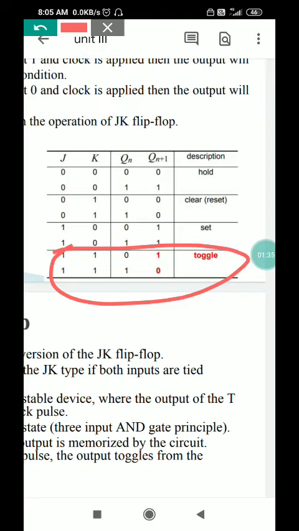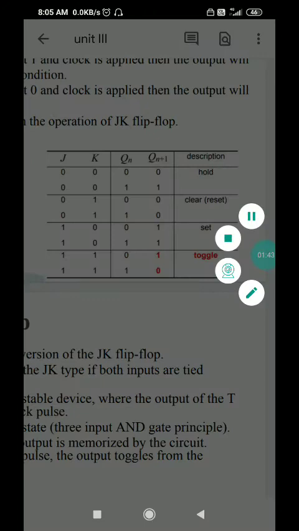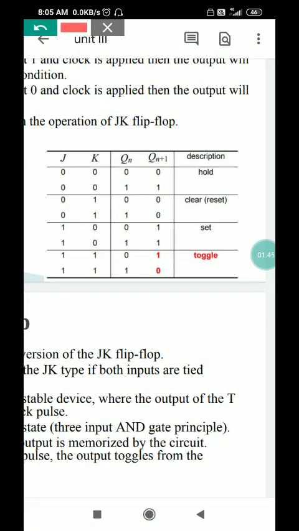If previous output was 0, it will become 1. If previous output was 1, it will become 0. Rest of the truth table is similar to the SR flip-flop. For J and K 0 0, if Qn is 0, it will remain 0. For J and K 0 0, if Qn is 1, Qn plus 1 will remain 1. So that is called hold, continue. Whatever was Qn, it will be carried forward.